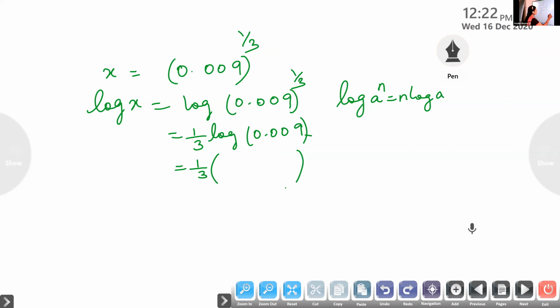In order to take log, first we should write in standard form. 0.009, how can we write this in standard form? It is 9.0 into 10 raised to minus 3. Is it correct, children? So the characteristic is 3 bar point. Now we have to take log of 9.